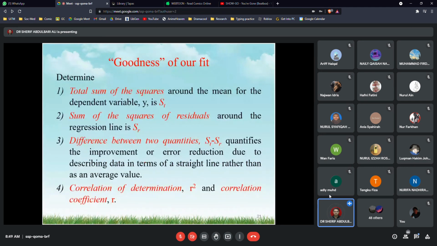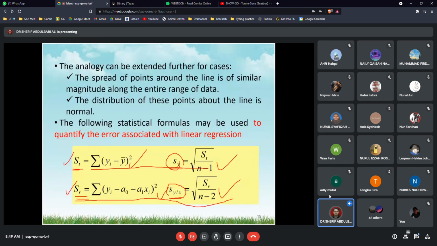Okay, so at the conclusion of making any curve fitting, there are many things that you need to calculate to check how good a fit your line is. The first one, you need to determine the total sum of the squares around the mean, around the average, ST, which comes from this equation.